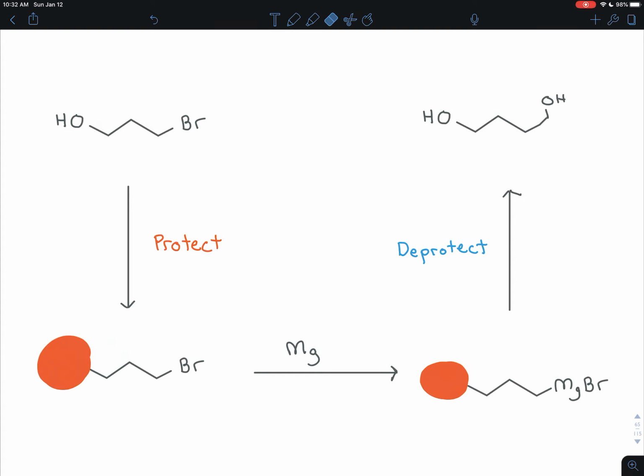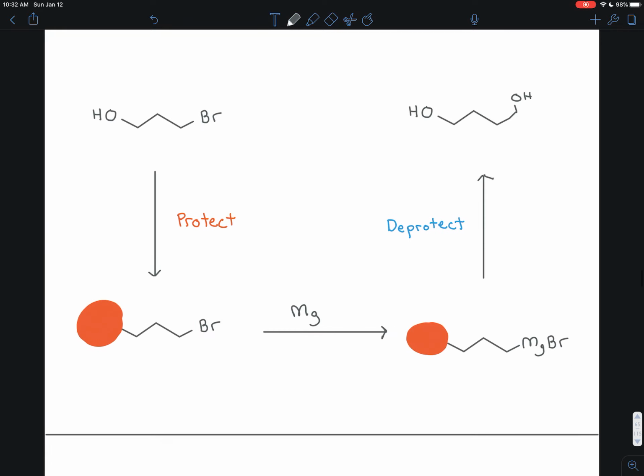Okay, now for alcohols, here I just put an orange blob, but how do you protect an alcohol? Really what we want to do is make that group really unreactive. The problem is that this will react with our Grignard reagent. We want to turn it into something that is very unreactive.